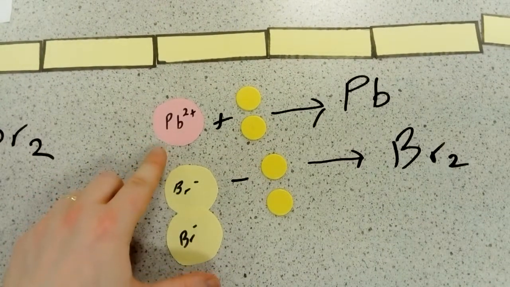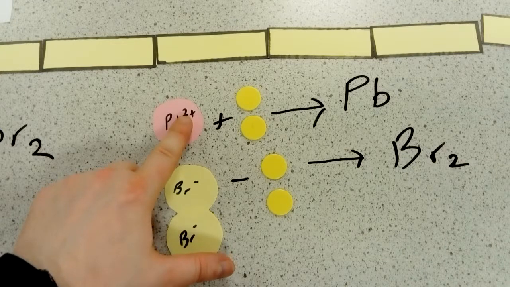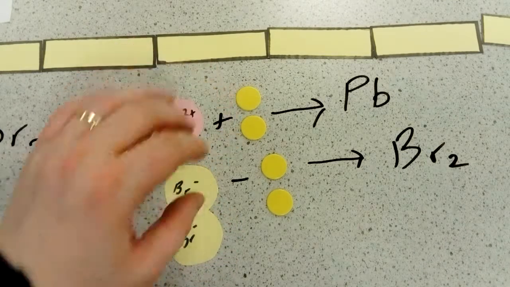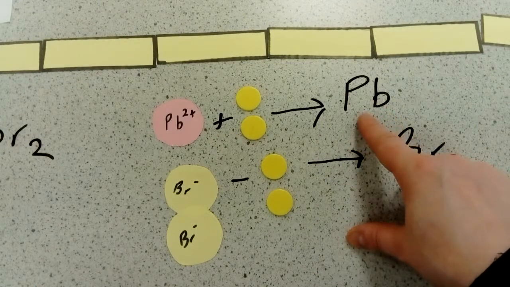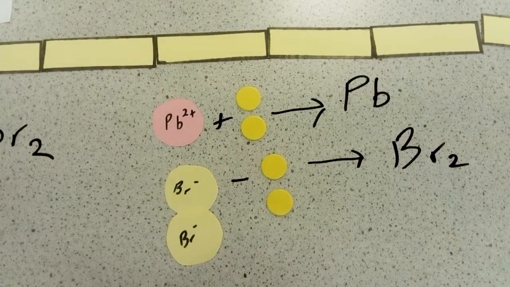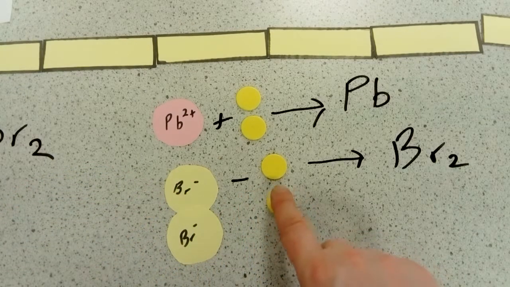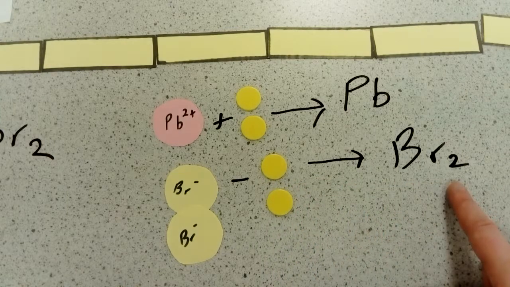So the lead ion has a charge of 2 plus, which means it needs to gain 2 electrons to turn into lead. The half equation for bromine is that each bromide ion has a negative charge, so they each need to lose an electron to turn into bromine gas.